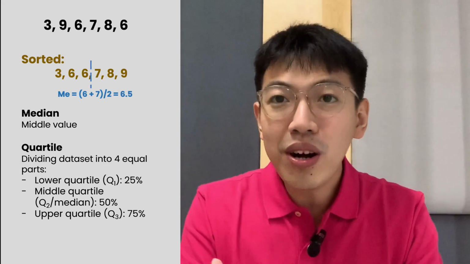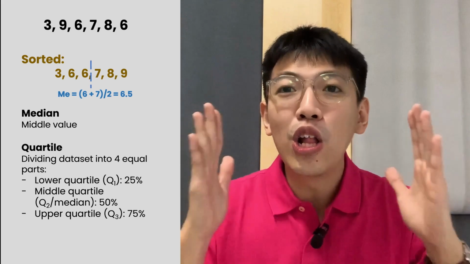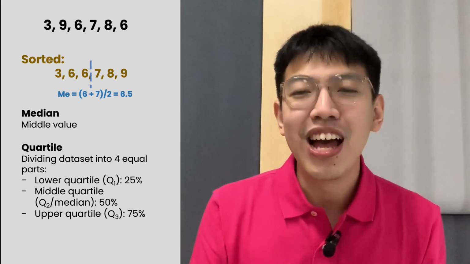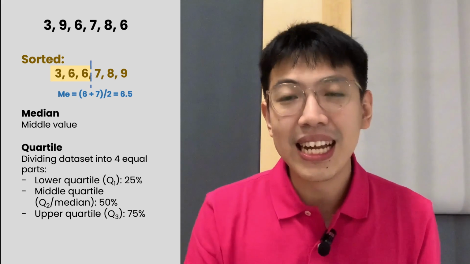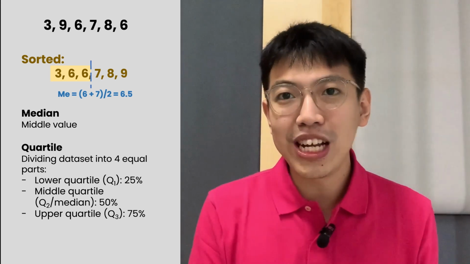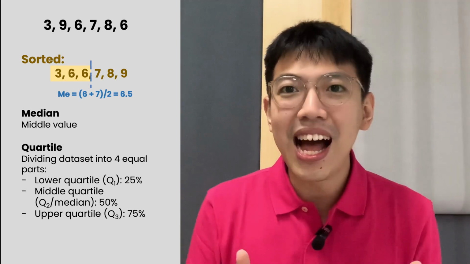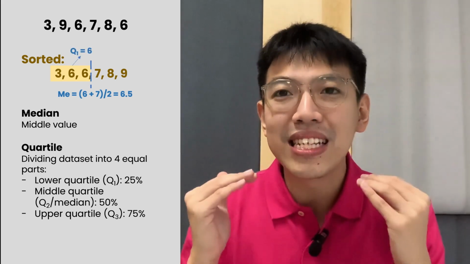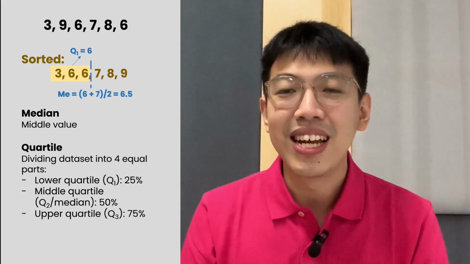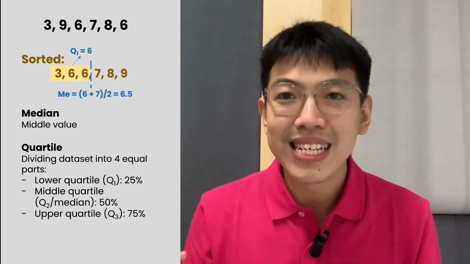To find the lower quartile, we find the middle value of the lower half data. Lower half data is the data before the median. The data before the median is 3, 6, and 6. So the middle of this data is 6, since 6 is located in the second position. So the lower quartile or the first quartile will be 6.